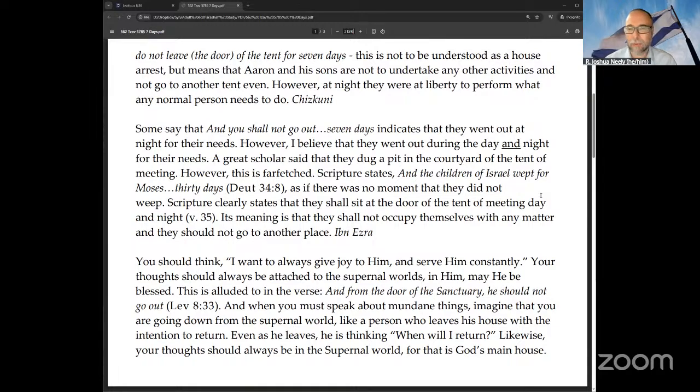And just to give one more piece of evidence on this idea, on the general humanity and common sense of our people, Scripture states, and the children of Israel wept for Moshe 30 days. So at the end of Deuteronomy, when Moses dies, we see a general mourning for 30 days. But as if there was no moment that they did not weep, right? Of course, it's written that they wept for 30 days, but that doesn't mean they were weeping literally every moment of every day. That would be impossible. Simply be dehydrated, if nothing else.